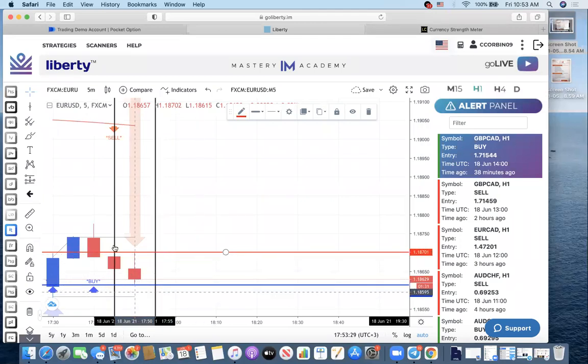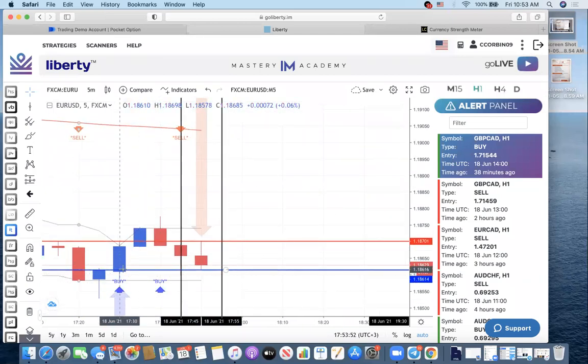We just need to know if we're buying or selling, right? If we see a red candle, that's a confirmation for a buy. If we see a blue candle, that's a confirmation for a sell. If you're using Pocket Option and the red candle is closer to the top line, that's another confirmation for a sell. If your blue candle is closer to your bottom line, that's a confirmation for a buy.